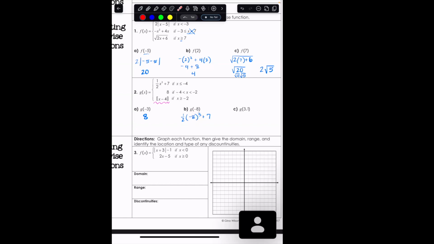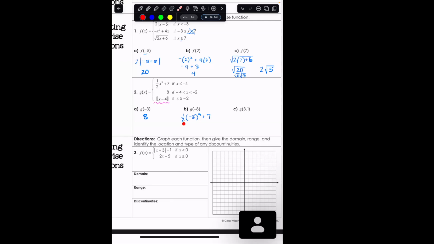Another thing to note, calculus is very much not a calculator friendly class. You very rarely have a calculator. There are a couple of units where you'll use it, but very rarely. 8 cubed might not be something you know off the top of your head, but 8 times 8 times 8 is 512. Because it is a -8 and I'm cubing it, I have 3 negatives, so it's going to stay negative. So I have -512, and then half of 512 is 256.